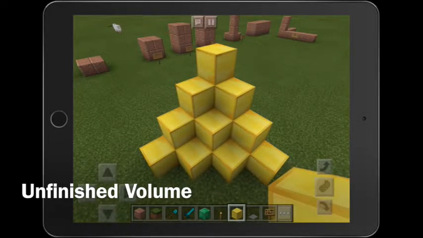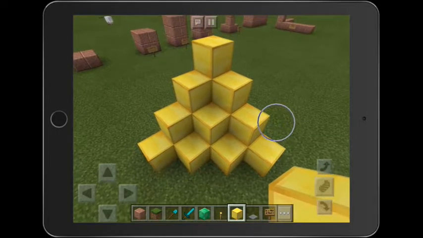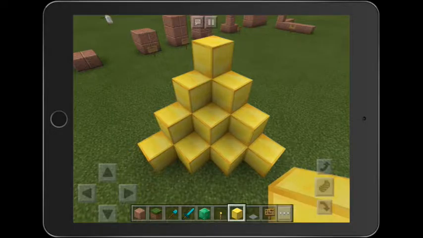Hello, fifth graders. Today I would like to talk to you about unfinished shapes, unfinished volume. So I've got in front of me a nice gold shape here that isn't complete. And what I want to do is actually turn it into a rectangular prism. But I want to know before I build it how many gold blocks I would need in order to complete the shape.